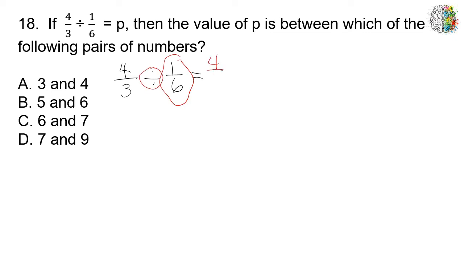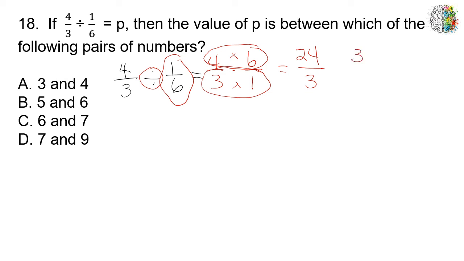and then we are going to flip the second number and change the sign. So I write down the first number just like regular, change the division sign to multiplication, flip the second one, and then I'm going to follow the rules of multiplication where I multiply the top numbers together, multiply the bottom numbers together. So that's 4 times 6 is 24, 3 times 1 is 3. Now I'm going to do my long division. 24 divided by 3. So 3 can go into 24. That's 8 times.